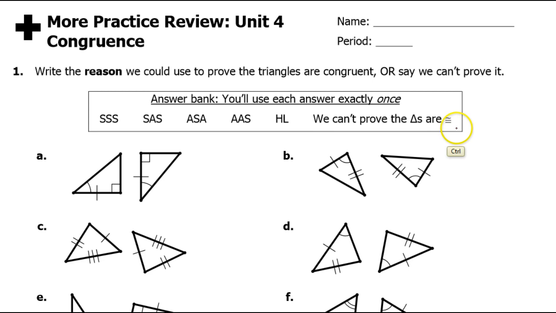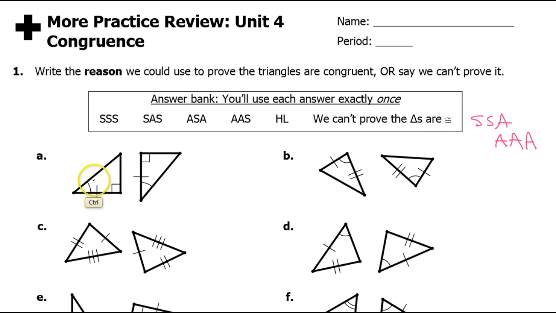Notice that things that are not on this list are side, side, angle, or angle, angle, angle. These combinations of information will not allow you to prove that triangles are congruent, in which case we will circle "we can't prove triangles are congruent."